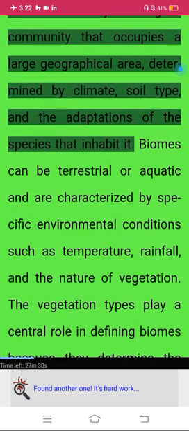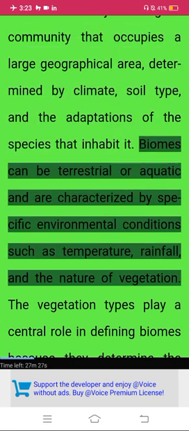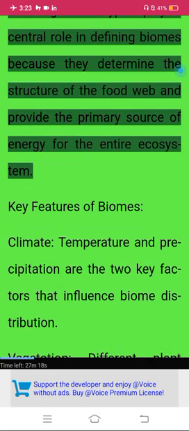1. Concept of biomes. A biome is a major ecological community that occupies a large geographical area, determined by climate, soil type, and the adaptations of the species that inhabit it. Biomes can be terrestrial or aquatic and are characterized by specific environmental conditions such as temperature, rainfall, and the nature of vegetation. The vegetation types play a central role in defining biomes because they determine the structure of the food web and provide the primary source of energy for the entire ecosystem.